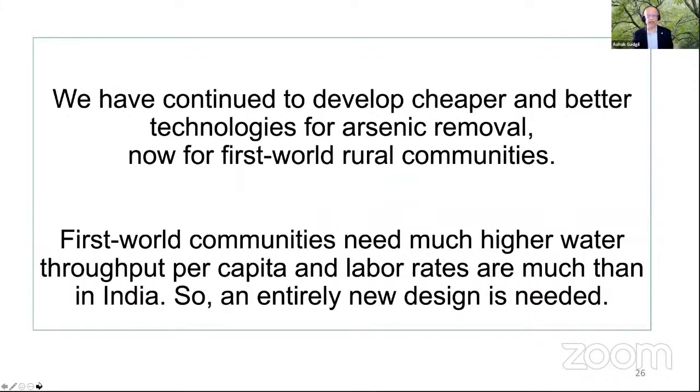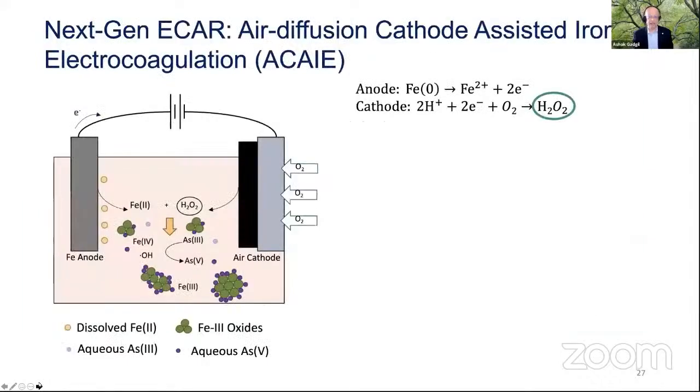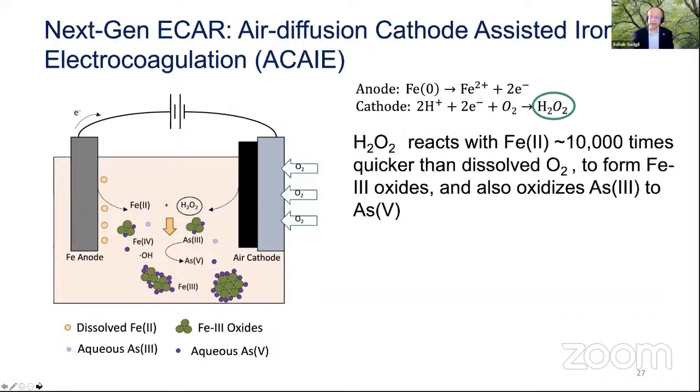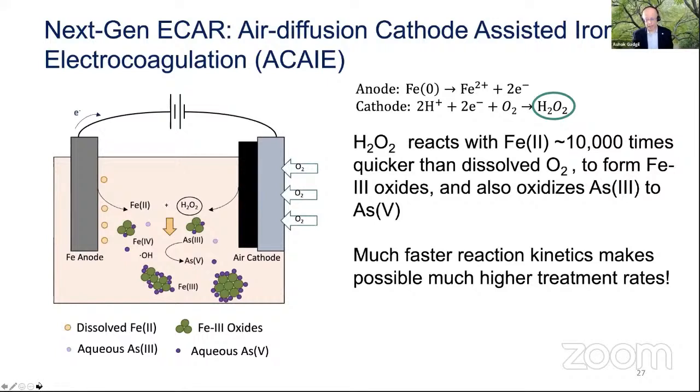That solution we invented is called air diffusion cathode assisted iron electrocoagulation, or ASAI. In this case, instead of an iron cathode, we have an air diffusion cathode. As you can see, it allows oxygen to go through a porous wall, and it produces hydrogen peroxide inside. And that makes it 10,000 times faster than the standard ECAR that we used in India. And that also makes it compact and produces lots more arsenic-free water at a much smaller volume and therefore much smaller construction cost.